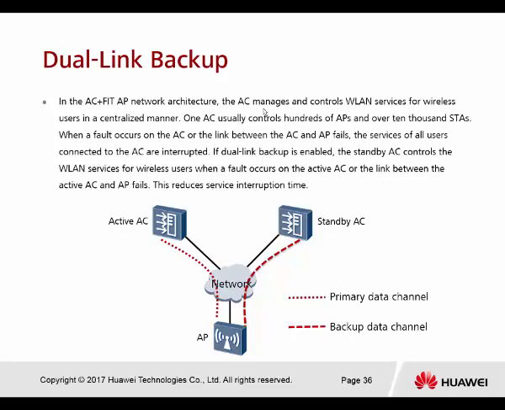So when a fault occurs on the controller, or the link between the controller and the AP fails, the service of all the users connected to the AC will be interrupted. So this is the main problem here, because previously all my information is managed by the controller, my master controller. Okay, this is the information stored over there. So when the link here has failed, it will interrupt our current access user services.